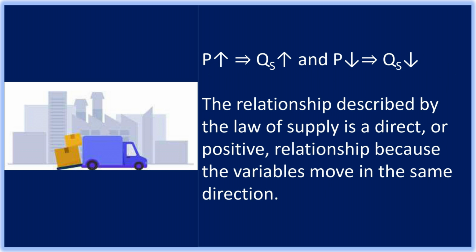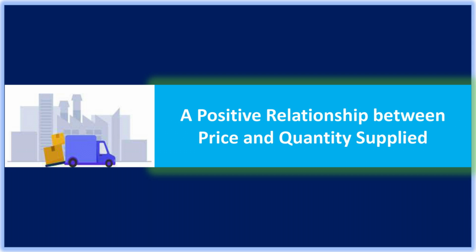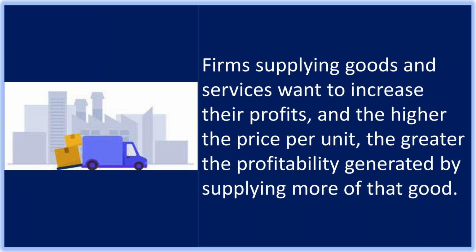The relationship described by the law of supply is a direct or positive relationship because the variables move in the same direction. A positive relationship between price and quantity supplied. Firms supplying goods and services want to increase their profits, and the higher the price per unit, the greater the profitability generated by supplying more of that good.